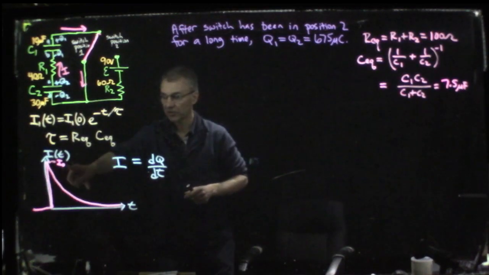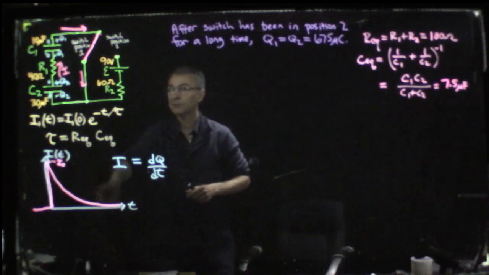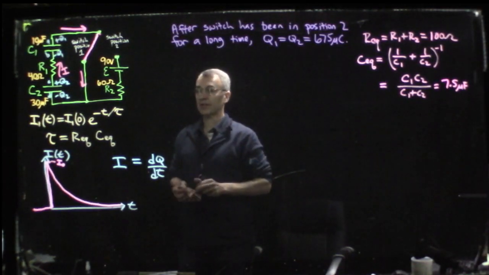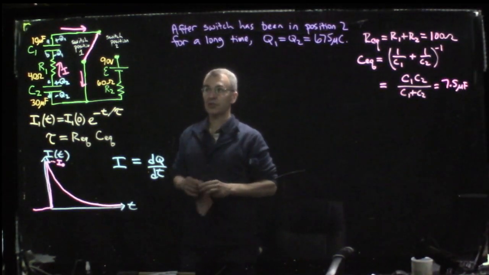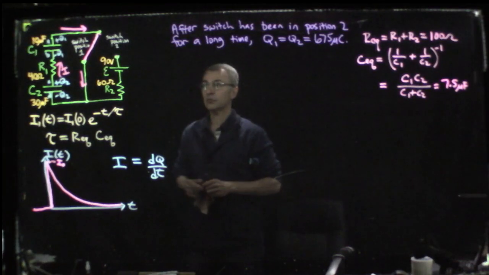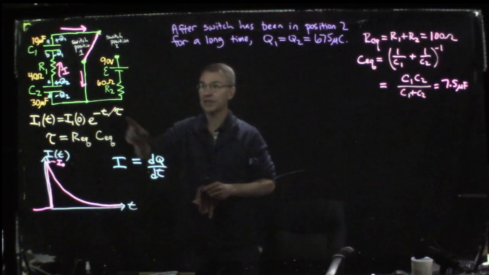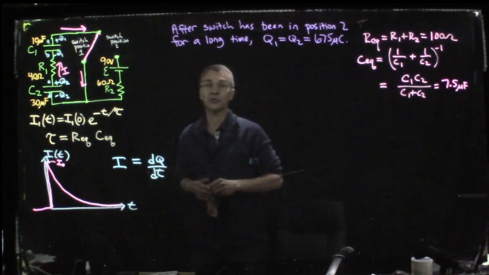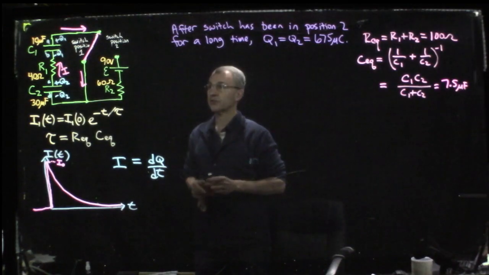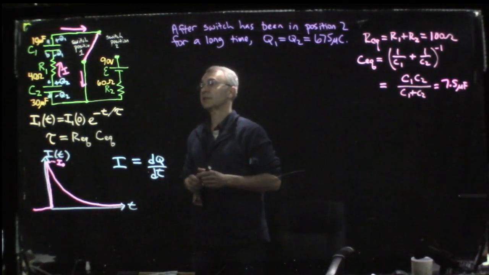And it's going to have this exponential shape. So it'll start out at some maximum value and it will decrease exponentially. So we have to ask two questions. What is the initial current and what is the time constant? And beware, the time constant changed because this resistor R2 is no longer in the circuit. So let's first figure out what is the initial current.